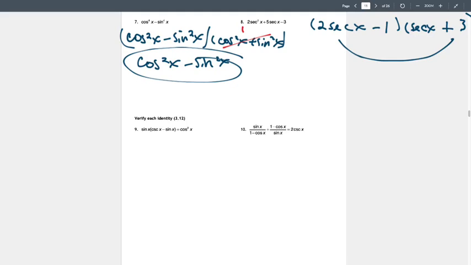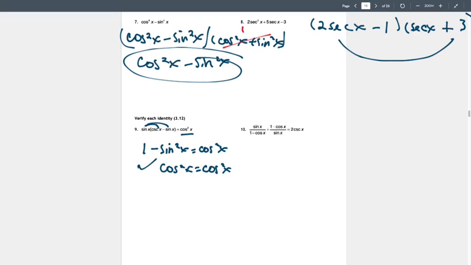All right, on the next one, it wants me to verify, so I'm going to keep the right-hand side the same. I'm going to distribute sine, and when I multiply sine times cosecant, they're reciprocal, so that's 1 minus sine squared. And then 1 minus sine squared is cosine squared, so we're done.